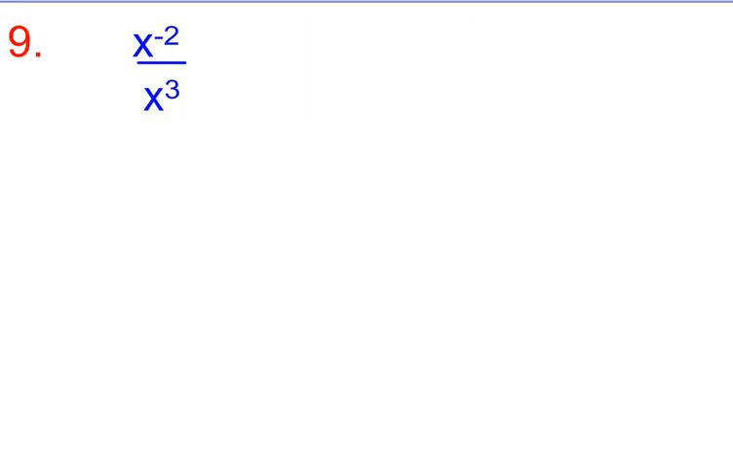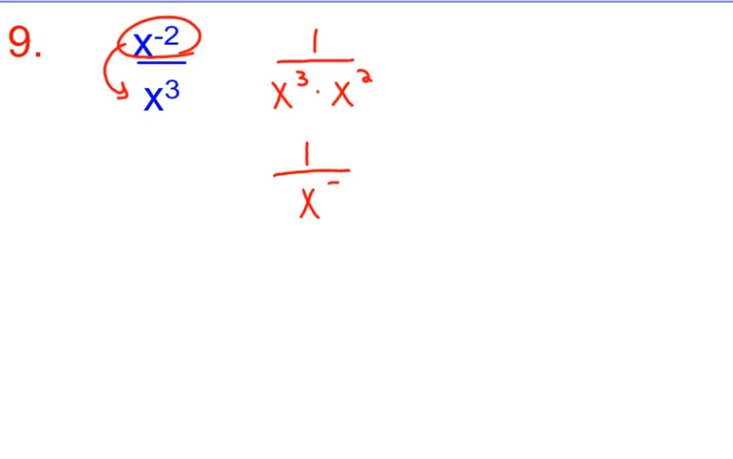Number 9 then, just like I said before, I'm going to probably want to move that negative exponent down. So this negative 2 needs to go to my denominator. So in my denominator, I'm going to have x cubed times x squared. And then to simplify those, I know my rule is when I have 2 x's I add, so it'd be 1 over x to the fifth.